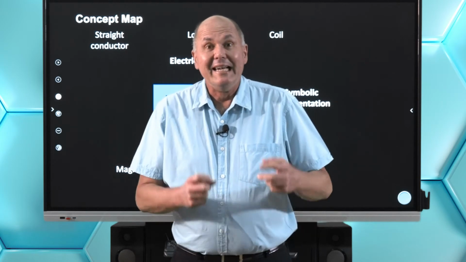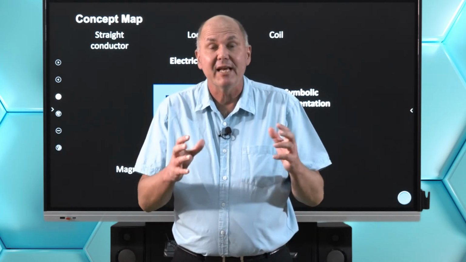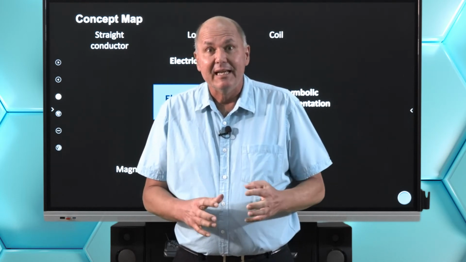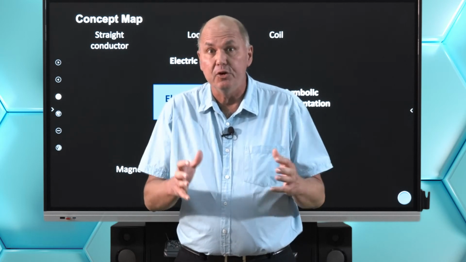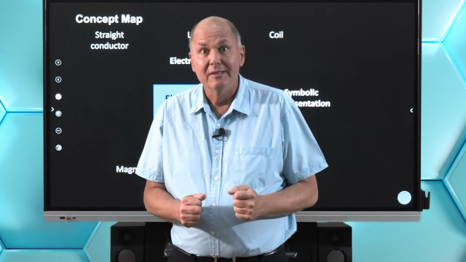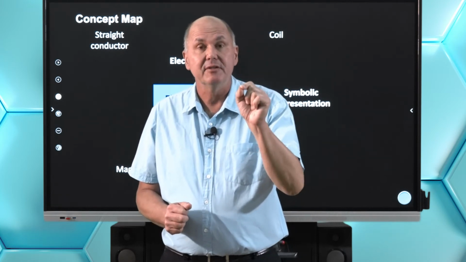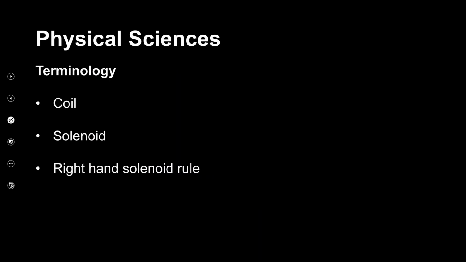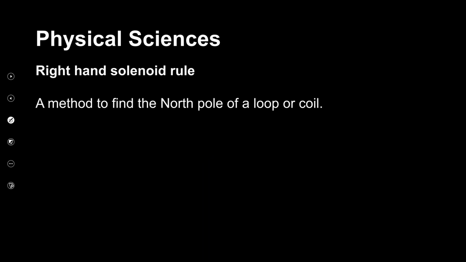Welcome back. Let's now go and have a look at what's happening to a coil. Something interesting as well is that we have another rule that we can use to find the direction of the magnetic field around a coil. This is called the right-hand solenoid rule. So we've done the idea of what a coil is. We're going to be looking at this idea of the right-hand solenoid rule. Now, to really explain this, it's a method to find the north pole of a loop or a coil.